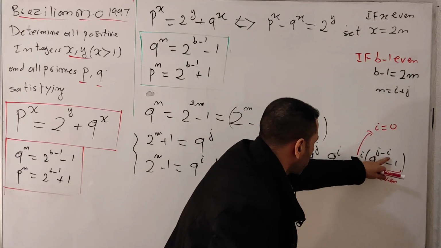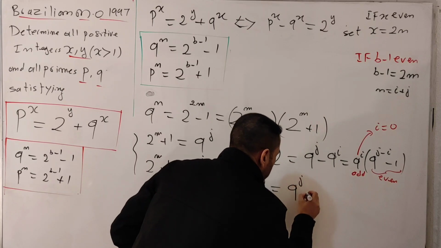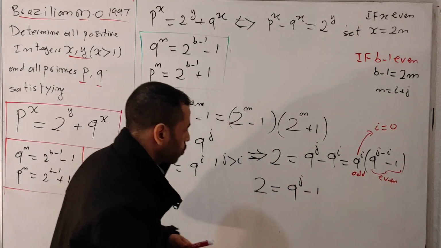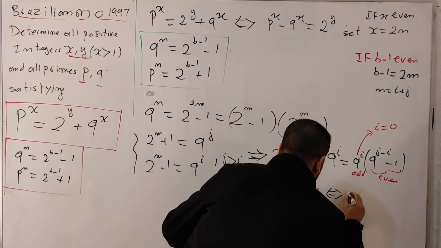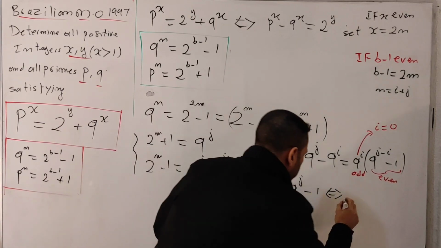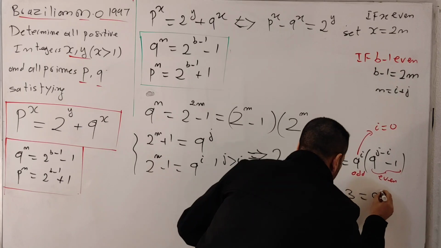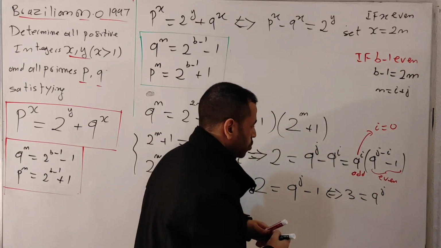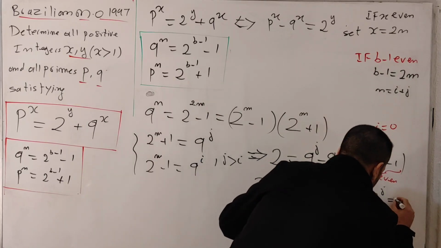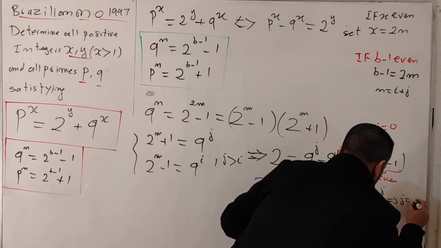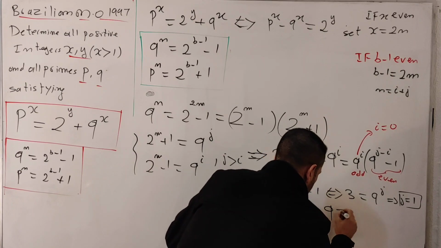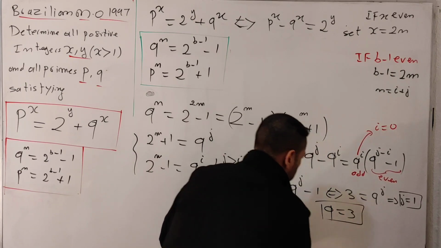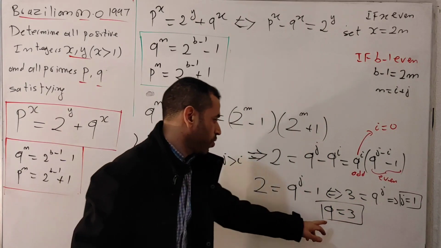I'm going to replace i with 0. We'll have q to the j minus 1. Okay, I'm going to take this minus 1 to the left. I will get 2 plus 1, which is 3, equals q to the j. So this one is telling us j equals 1, okay, as an exponent. That means q is taking number 3. Okay, now I found the value of q as a prime.